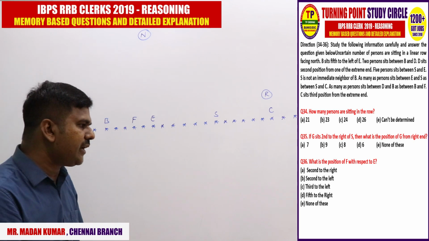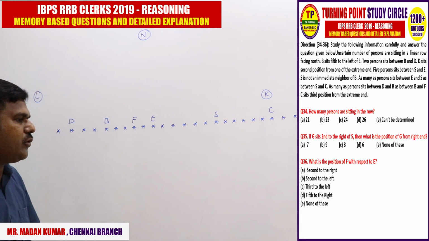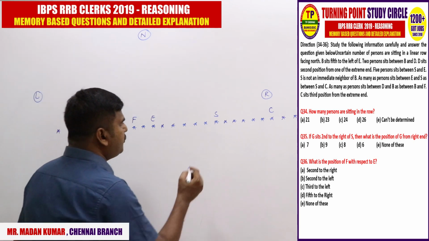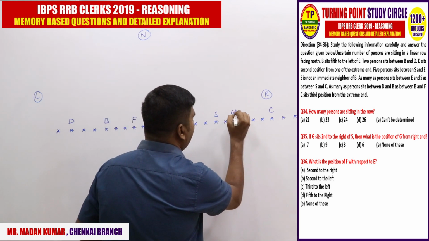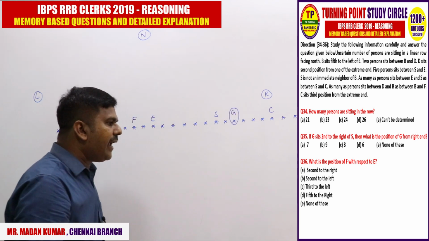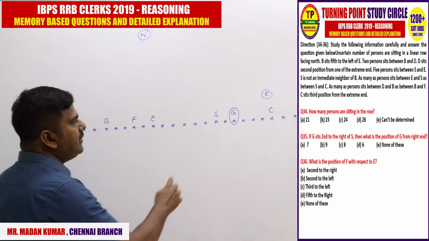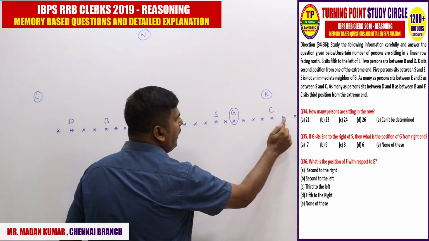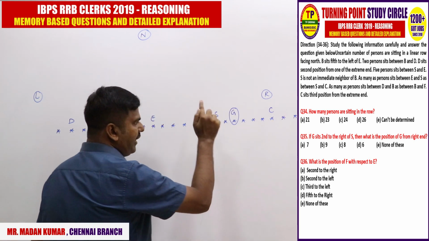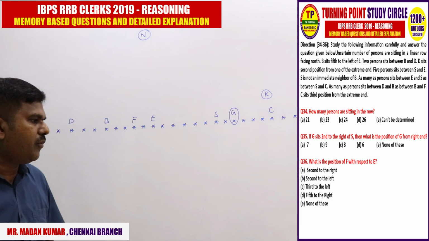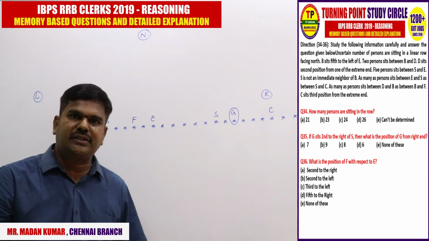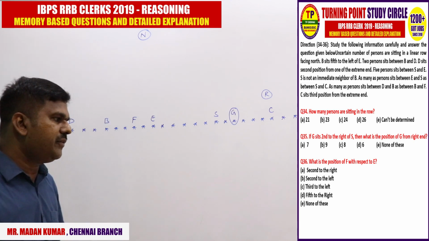And what is the next question? Suppose G is sitting second to the right of S, then what is the position of G from the right end? 1, 2, 3, 4, 5, 6, 7. Seventh from the right, right? So what is the option? First option. First option is the answer. Go ahead with the first option.